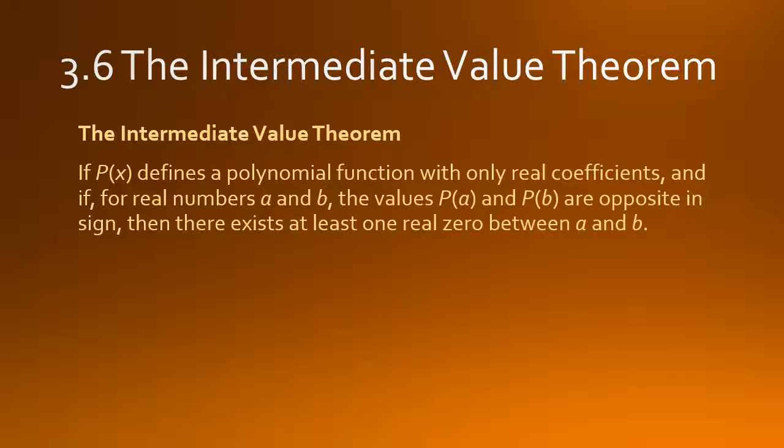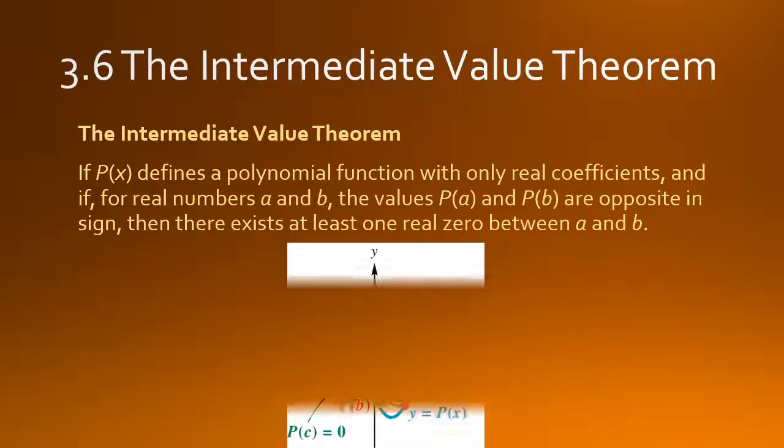It says that if p of x defines a polynomial function with only real coefficients, and if, for real numbers a and b, the values of p of a and p of b are opposite in sign, then there exists at least one real zero between a and b.